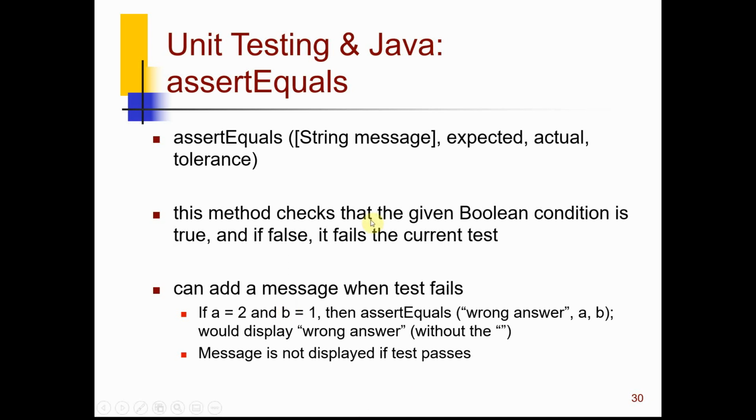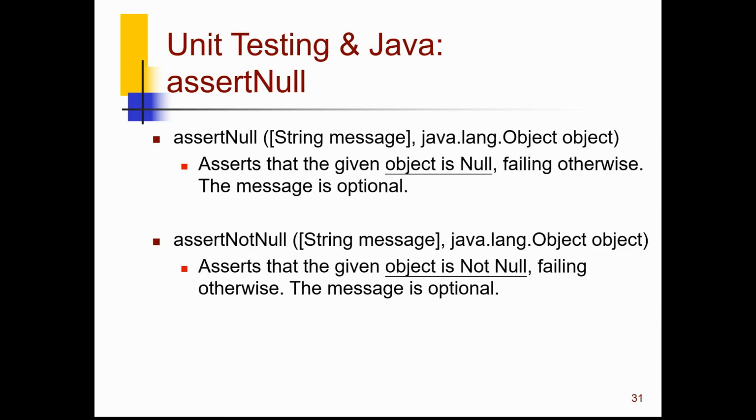So this one is to check the expected and the actual, and with the string message, if the expected and actual are not the same, then this warning message will show up. So here I give you an example: assert equal is the wrong answer to check A and B. If A is 2 and B is 1, then this will show the wrong answer. So this assert equal is to check the expected and actual variable. Are they the same or not?